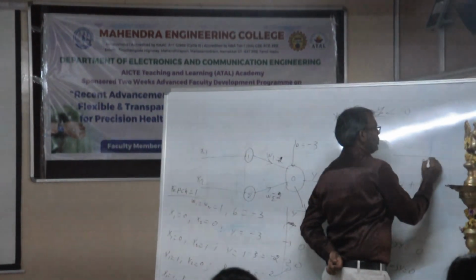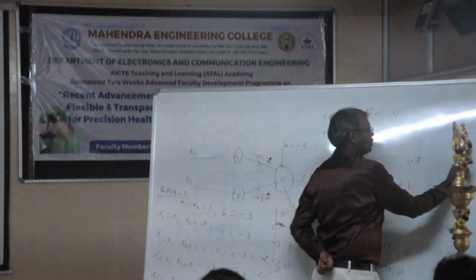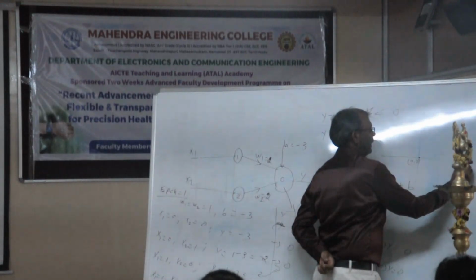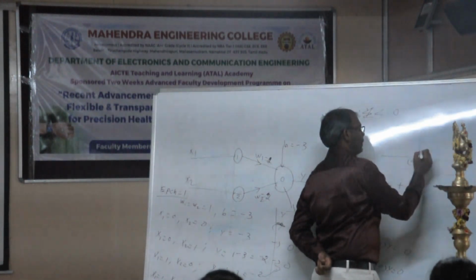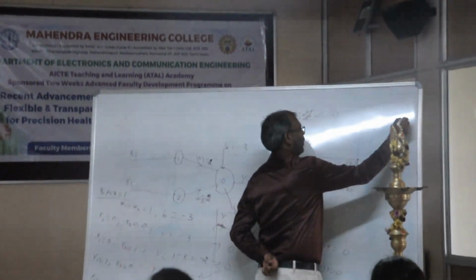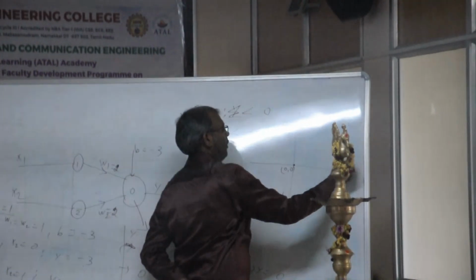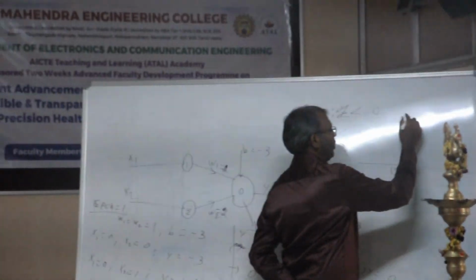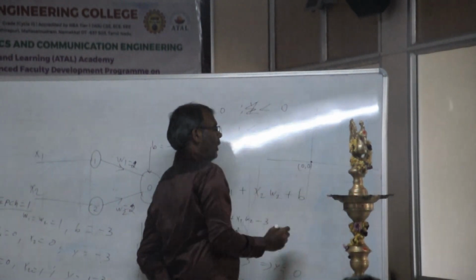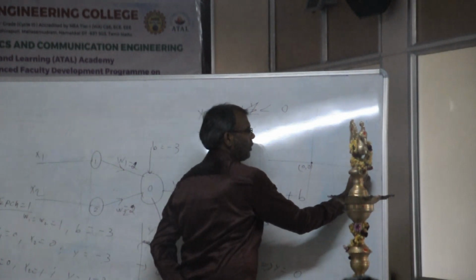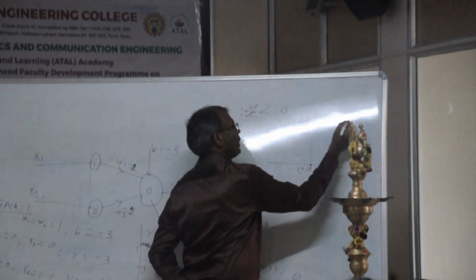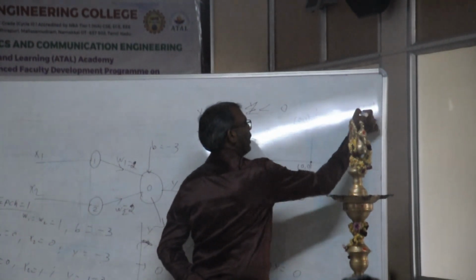So this is 0, 0, right? Output is 0. Then 0, 1, the output is also 0. This is the point. Then 1, 1, you will get here. This is the point 1, 1. And 1, 0 you will get here, right? When my input is 0, 0, output is 0; 1, 0, output is 0; 0, 1, output is 0. What about 1, 1?